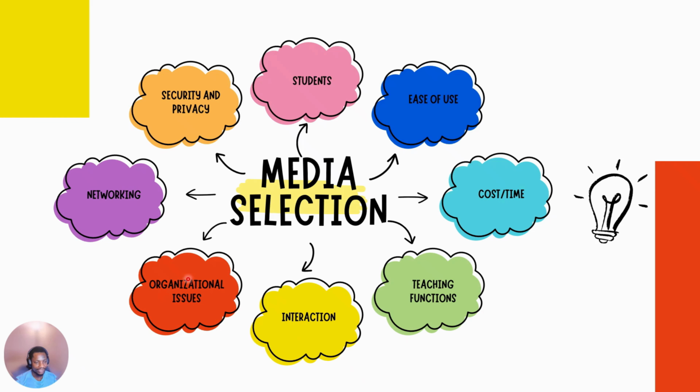And then organizational issues is where you ask yourself, does the organization support it, or does it not support it? And networking is where you ask yourself how important it is for learners to connect beyond the course. And then lastly, security and privacy. What are the privacy and data risks involved?